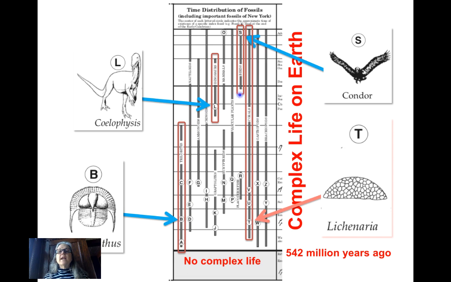Birds came about not that long ago. We haven't always had birds, but we still have birds, clearly. All right, we still have mammals, and they didn't go extinct yet. Anything that has a black line all the way to the present means it's still with us. It didn't go extinct. And then this Lichenaria is a coral, and corals, we know we still have corals. We still have them. They're not gone yet. That's how you use this time distribution of fossils site.